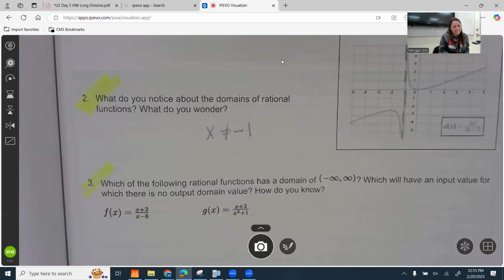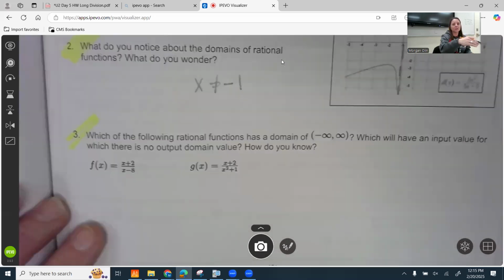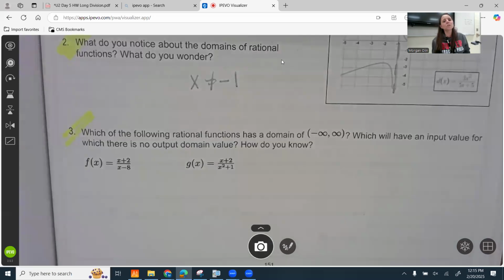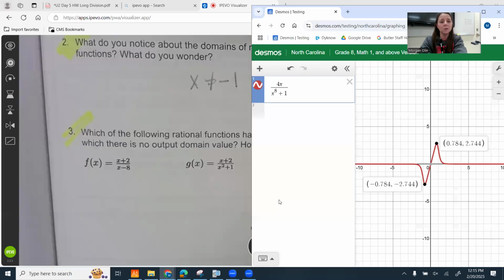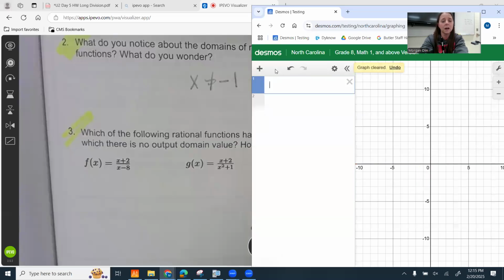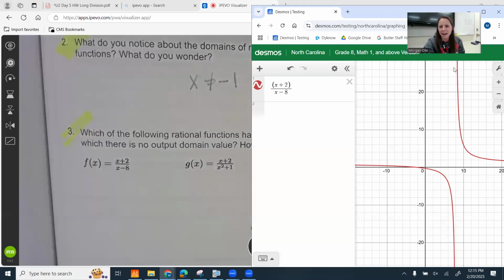And do you notice anything? You may or may not. Now, there is a question here before we go to E. Which of the following rational functions has a domain of negative infinity to infinity? So if I were to graph this right here, x plus 2, I'm putting it in parentheses, and then x minus 8. All right, so look at it. Do you see how that actually has a dotted line right here? I could put a dotted line here. So here, x isn't going to be whatever that value is. It appears to be 8.